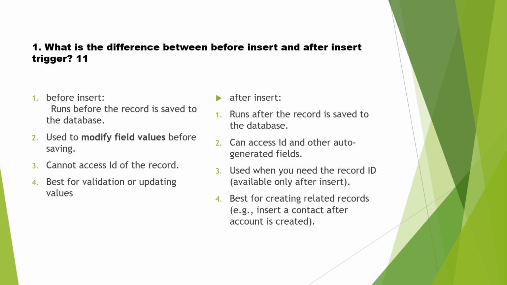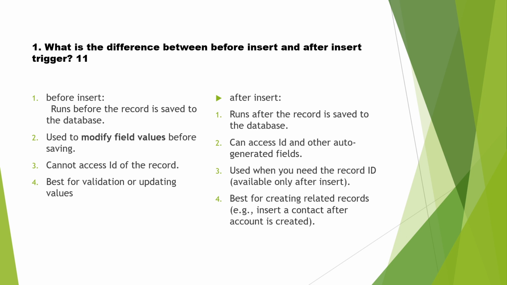before insert and after insert trigger? Before insert runs before the record is saved to the database, and after insert runs after the record is saved to the database. Before insert is used to modify field values before saving, and it cannot access the ID of the record because until that time the ID will not be created. It is best for validation or updating values.